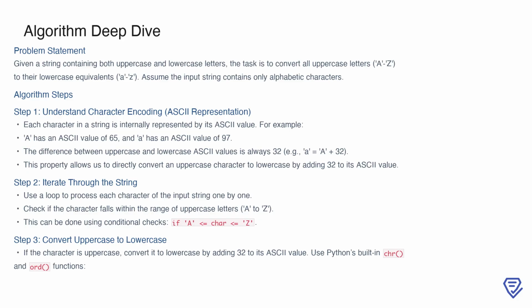This consistent relationship allows us to efficiently transform uppercase letters to lowercase with a simple arithmetic operation. To apply this, we iterate through each character in the string, check if it falls within the range of uppercase letters, and if so, convert it by adding 32 to its ASCII value. The Python functions ord and chr are particularly useful here. Ord retrieves the ASCII value of a character, and chr converts an ASCII value back to a character. These tools form the foundation of our approach to solving the problem.